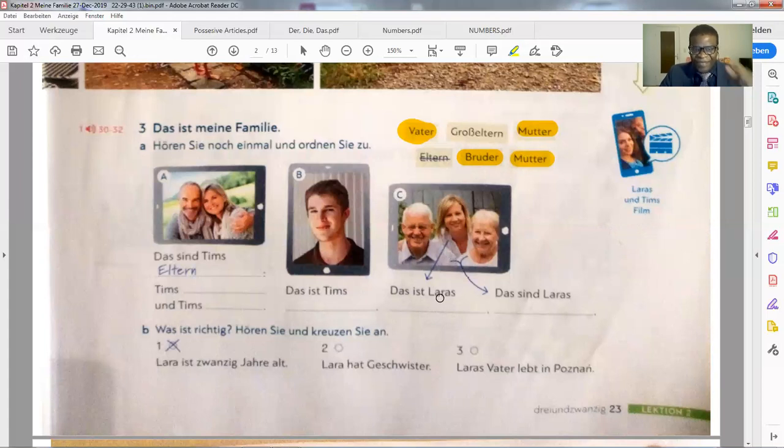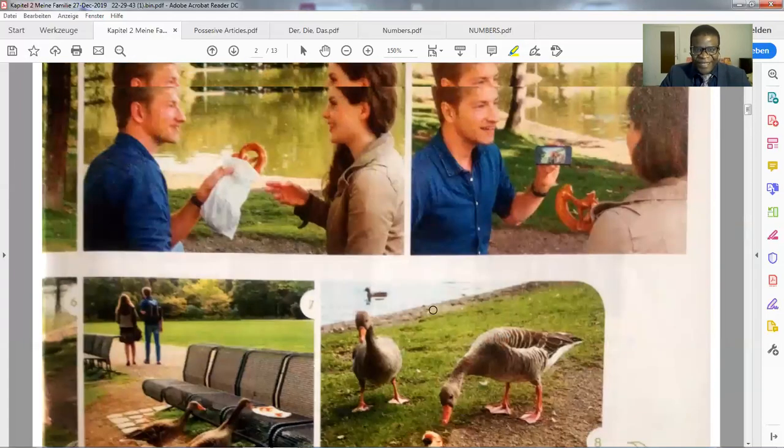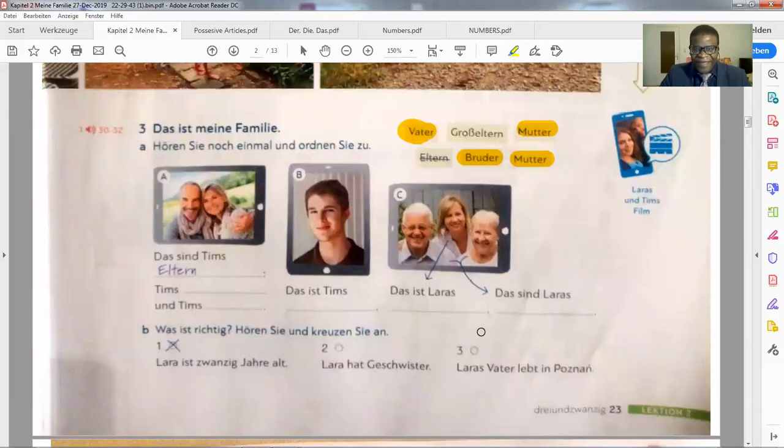Remember we talked about Lara from the other photos here. This is Lara. Just a quick review. We are using ist because she's singular, alone. Now, look at the arrows here. They are referring to two people. Großeltern. So we can say, das sind Lara's Großeltern. So this is Lara's grandparents. I've got it without the CD. You want to listen to the CD and prove me wrong? Okay, that's a joke. Now we're going to continue.